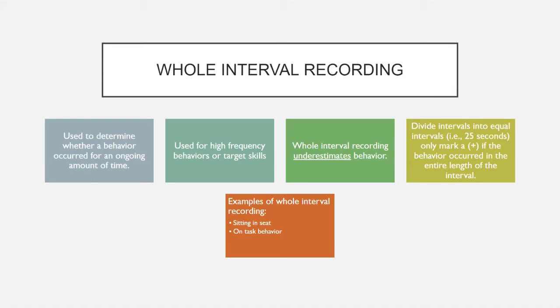Reasons being because, let's say, your interval is set for 25 seconds and the target behavior is sitting in your seat. If the client sits in their seat for the entire 25-second interval, the RBT will mark a plus for that interval. Let's say your client only sits for 20 seconds and gets out of their seat before the 25 seconds is up. Your client will receive a minus. Even though they were sitting in their seat, that is underestimating the behavior.